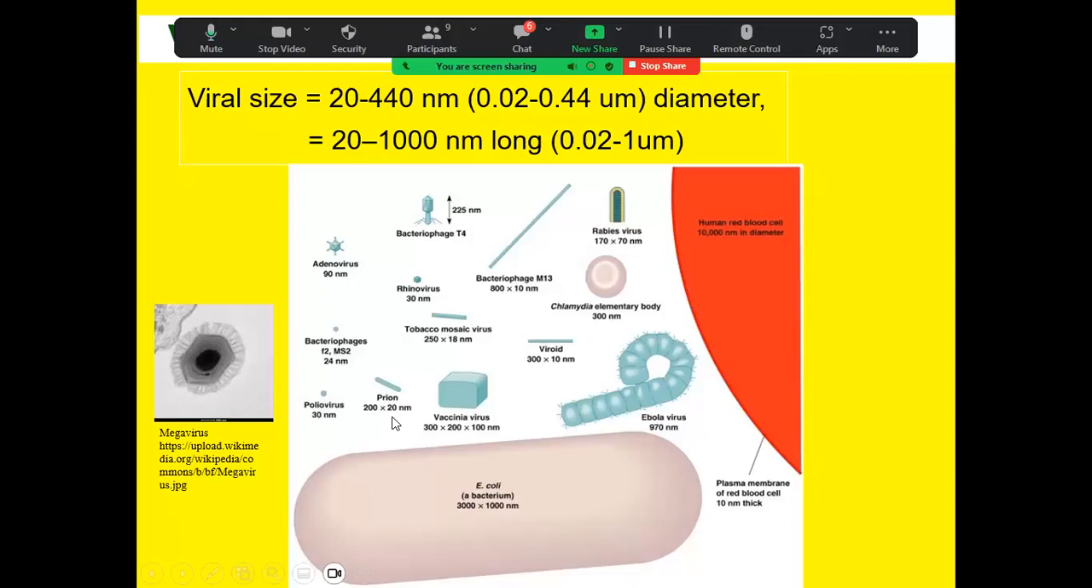Here we go. The sizes of viruses range from about 20 nanometers to 440 nanometers. In micrometers, that diameter would be 0.02 micrometers to 0.44 micrometers. And in their length, they can be longer than that. The largest being Ebola virus, which can be about 1 micrometer long. But like I said, in its diameter, Ebola is not the largest virus. Megavirus is.